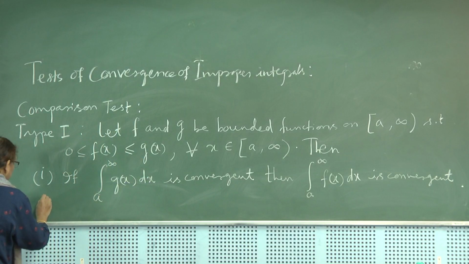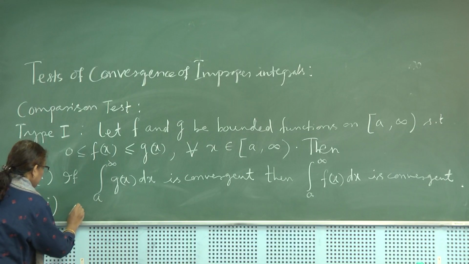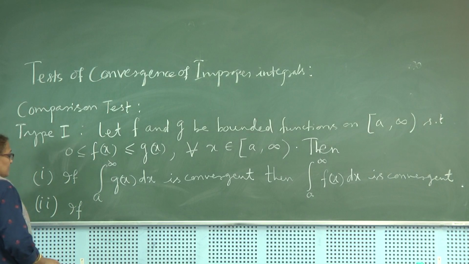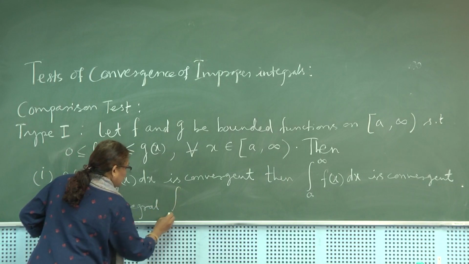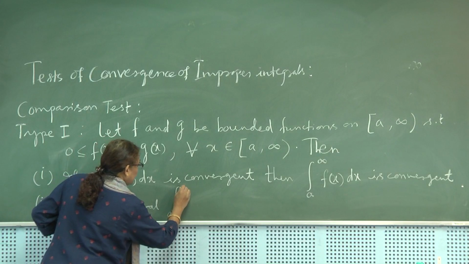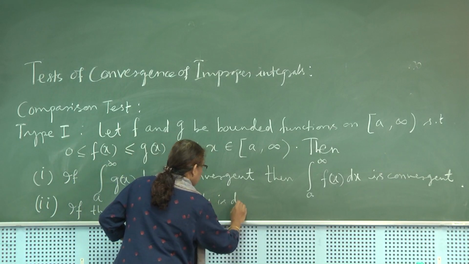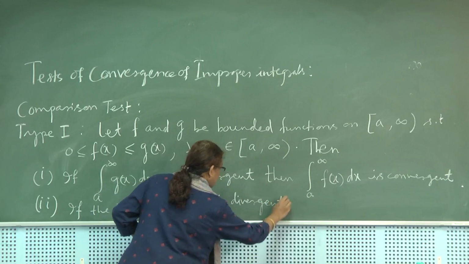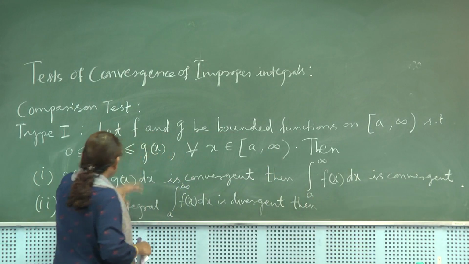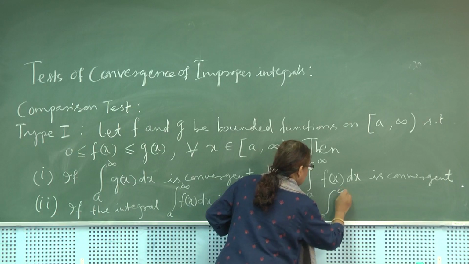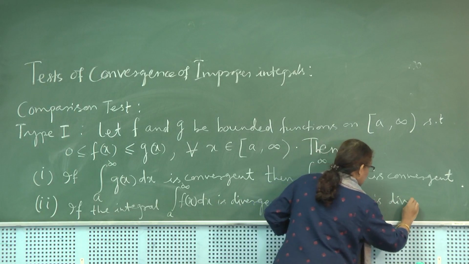Similarly, another natural thing that we can get is the following: if the integral a to infinity f x dx is divergent, then the integral a to infinity g x dx is divergent.